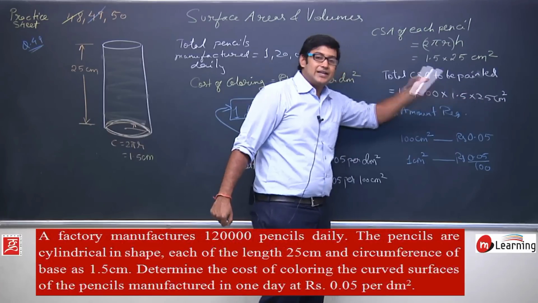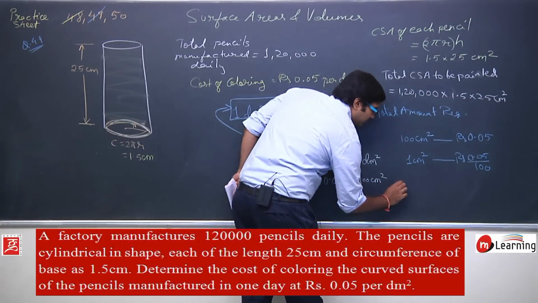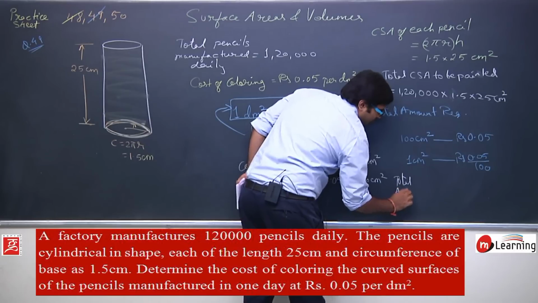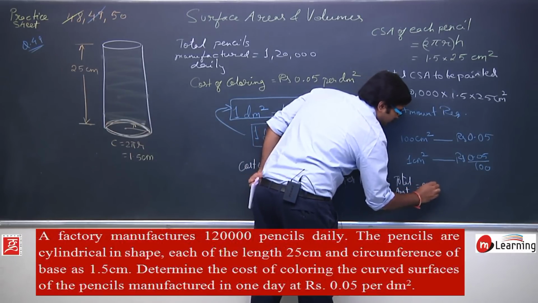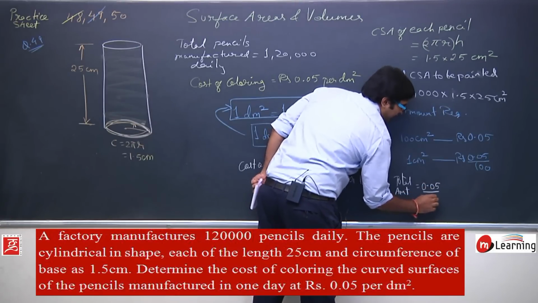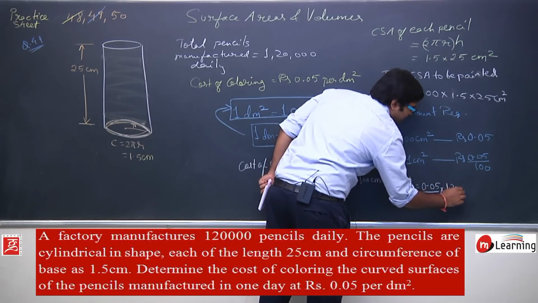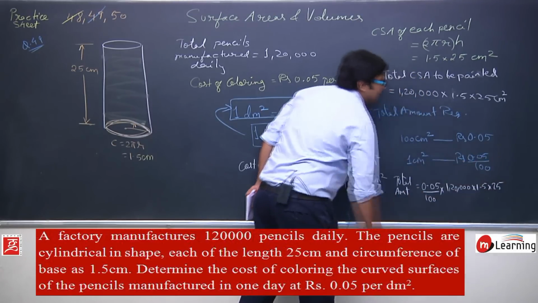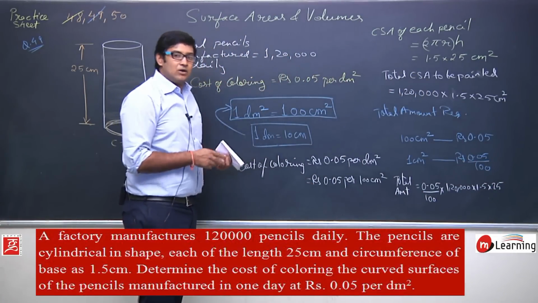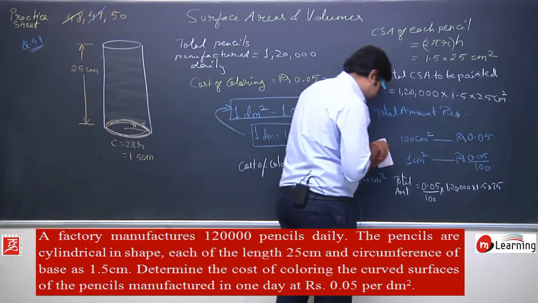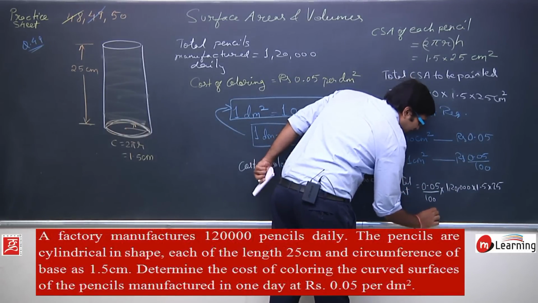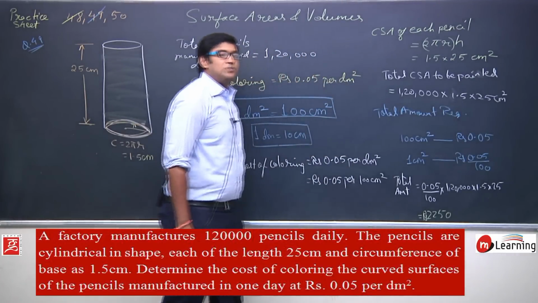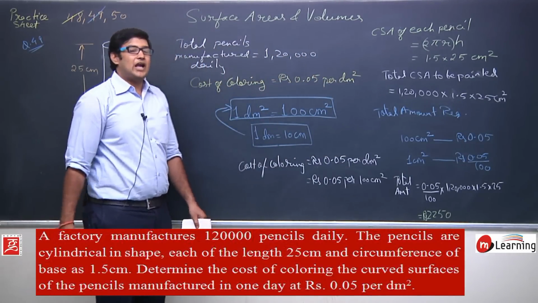But I have this much area to paint, so how much rupees do I need? The total amount required will be equal to 0.05 upon 100 into 1,20,000 into 1.5 into 25. So this is the total amount required. When you calculate it, it comes out to be rupees 2250.